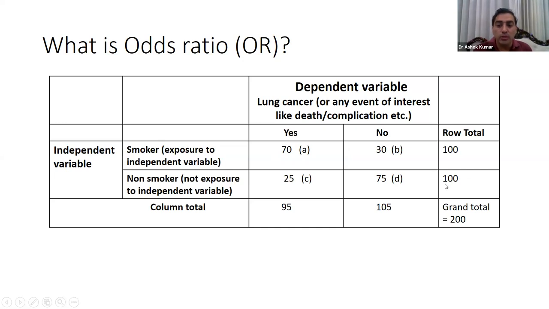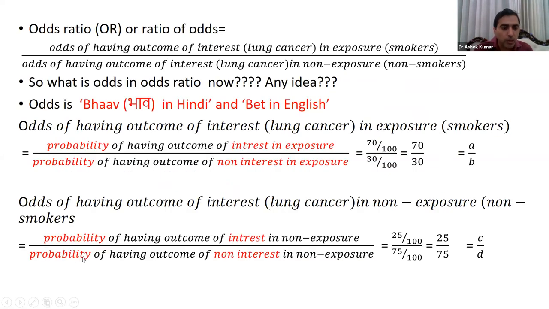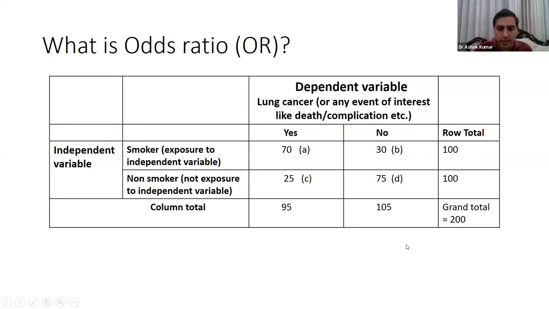So it is the formula to calculate probability: 25 divided by this 100, not this 100, this 100. And divided by the probability of having the outcome of non-interest in non-exposure. So the non-interest outcome is 75, that is not lung cancer, the non-interest outcome in non-smokers. So it is 75 divided by 100.